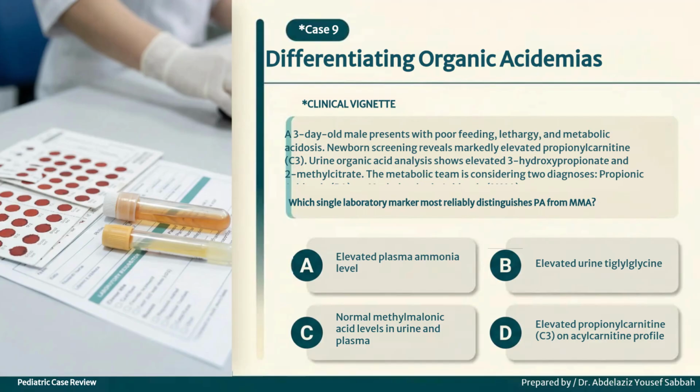Which single laboratory marker most reliably distinguishes propionic acidemia from methylmalonic acidemia? Option A, elevated plasma ammonia level. Option B, elevated urine tigloglycine. Option C, normal methylmalonic acid levels in urine and plasma. Option D, elevated propionylcarnitine, C3, on acylcarnitine profile.